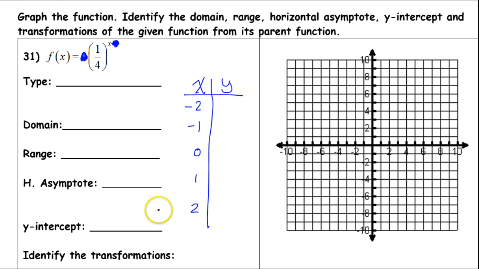So you understand I'm doing 1/4 squared and 1/4 to the 1 power and 1/4 to the 0 power, and then 1/4 to the negative 1 power and 1/4 to the negative 2 power. Starting down here at the bottom, 1/4 squared is just going to be 1/16. I'm just squaring the numerator and the denominator.